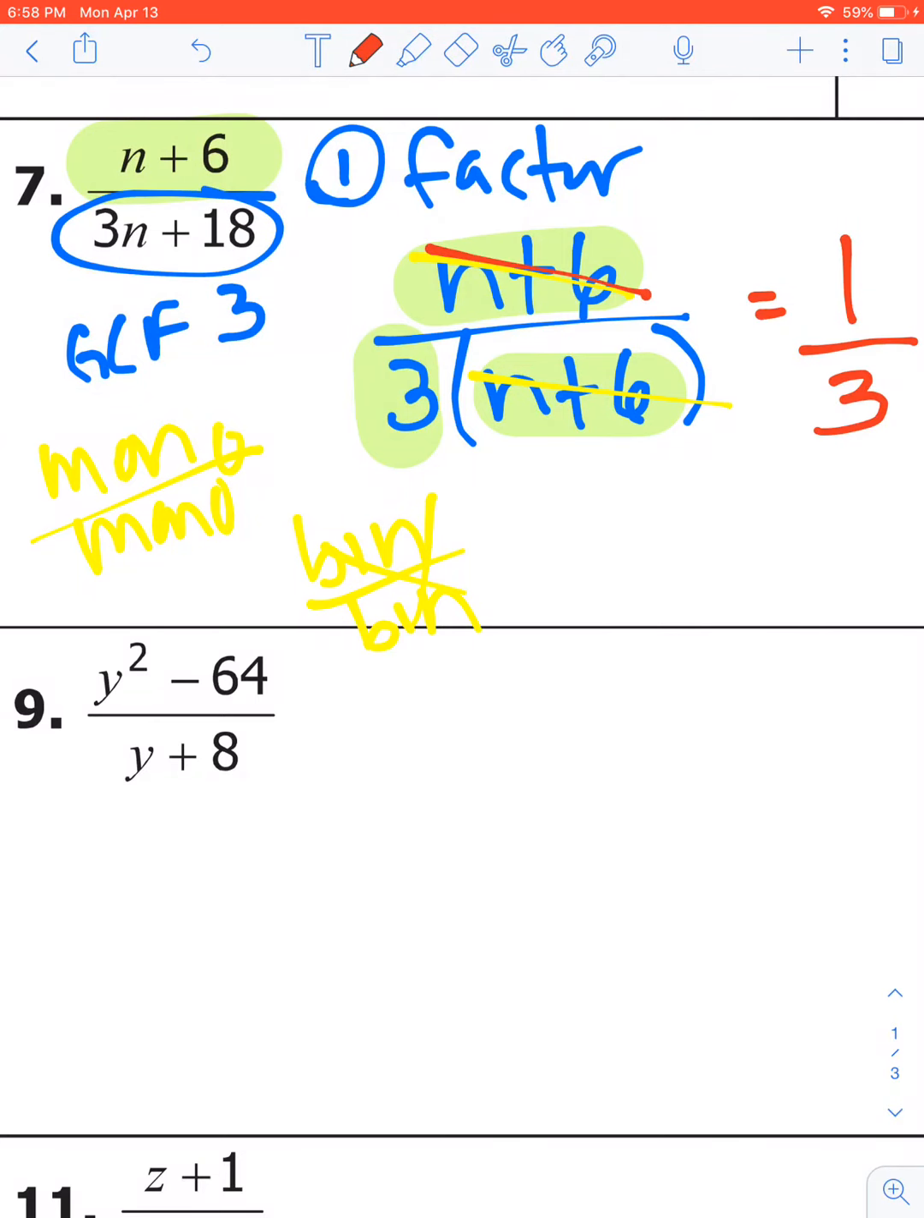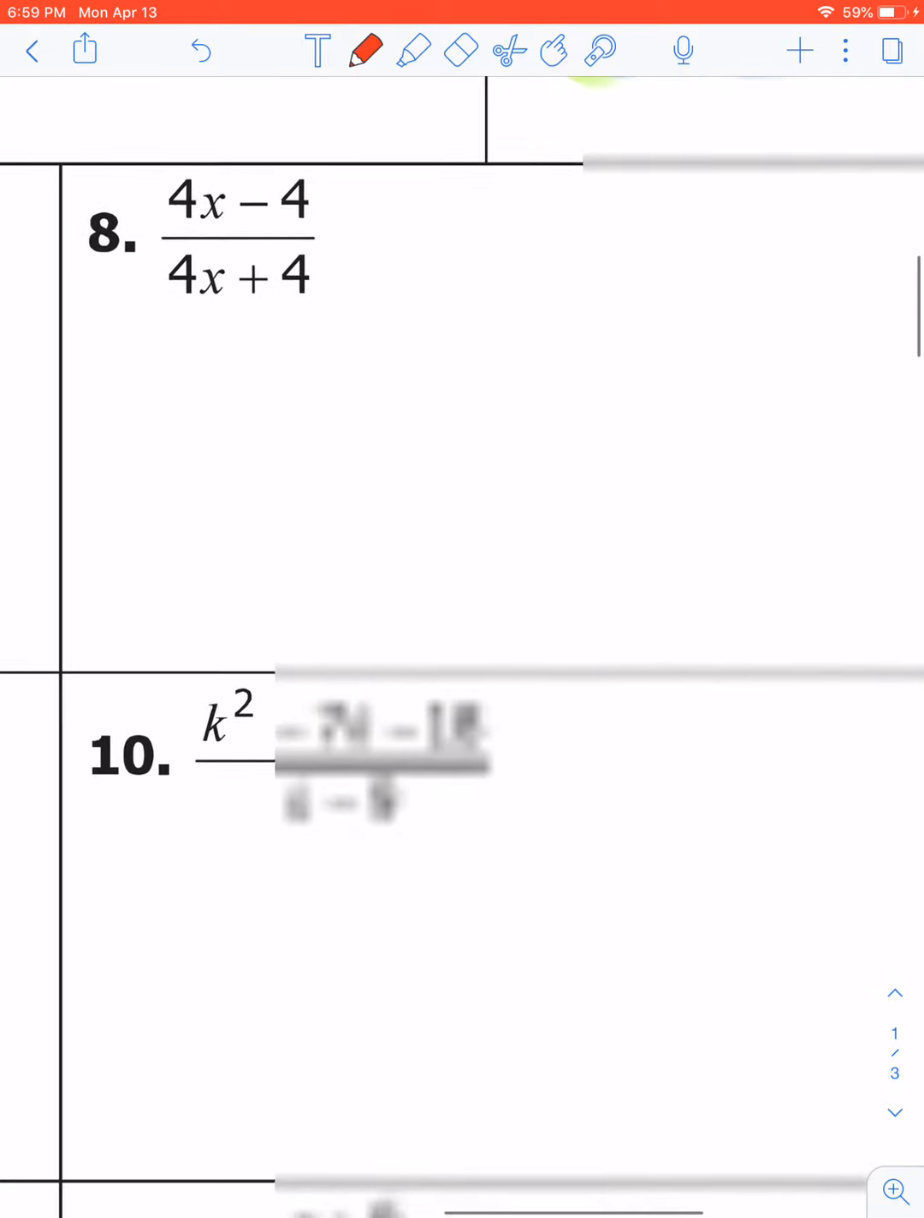When this cancels out and there is nothing left, it's not a 0 because 0 is an additive identity. We canceled out over division. So when we think about how division and multiplication are related, you get a 1 as the multiplicative identity that's left over. Okay, let's do another one.